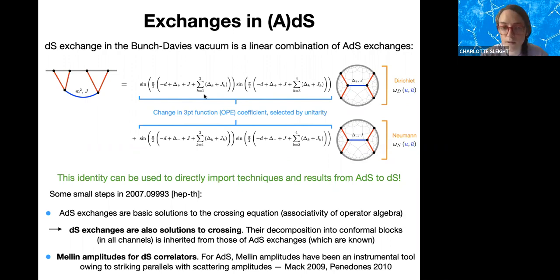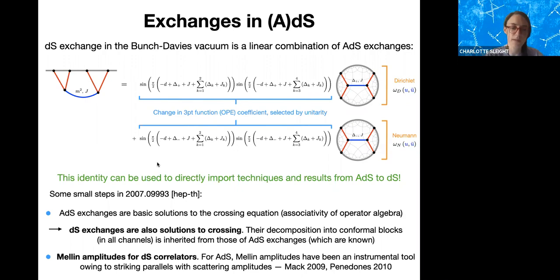And from this identity here, we can infer that the de Sitter exchanges in the Bunch-Davies vacuum are also single-valued functions of the cross ratios. They also solve the crossing equation because they admit a well-defined decomposition into conformal blocks in all channels. And their decomposition into conformal blocks is inherited from the known such decomposition of AdS exchanges into conformal blocks in all channels.